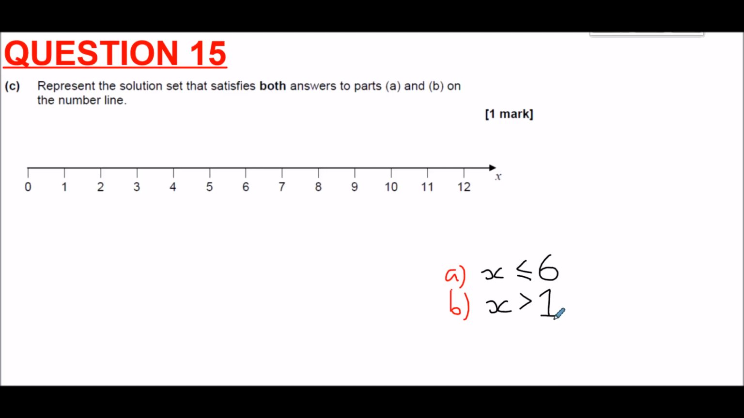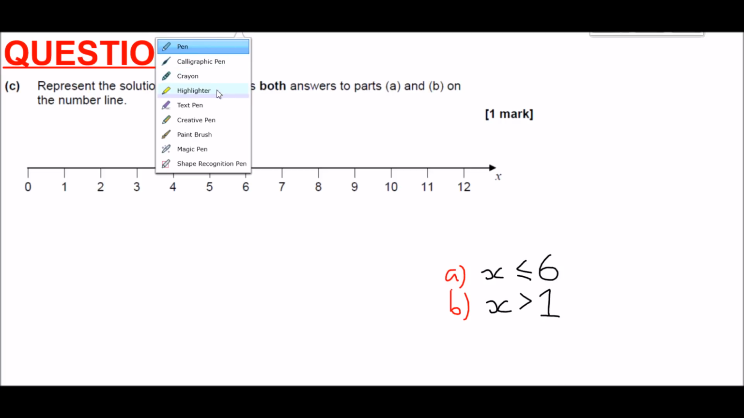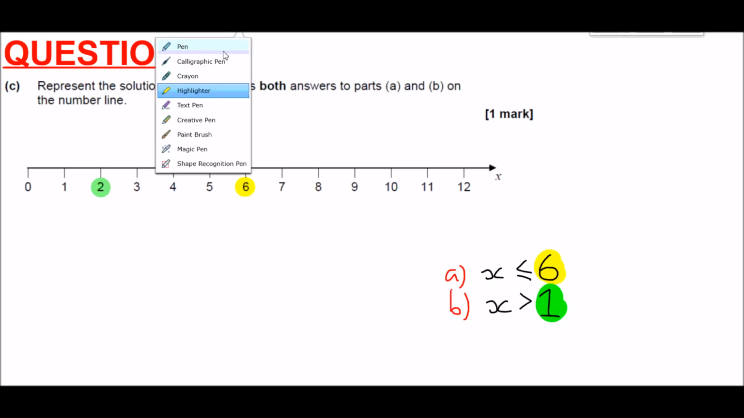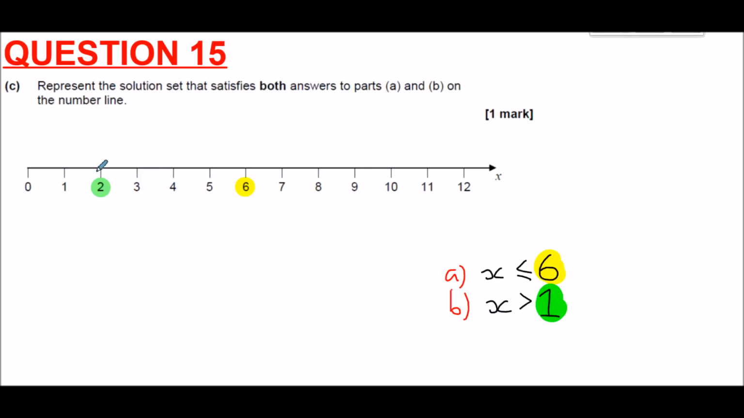And so the numbers we're interested in on this number line are going to be 6, which is here, and 1. Now what we're going to do on this number line is a straight line between these two. But first of all, we're just going to do circles above these two numbers. So a circle above 2 and a circle above 6. So x is going to be bigger than 1.